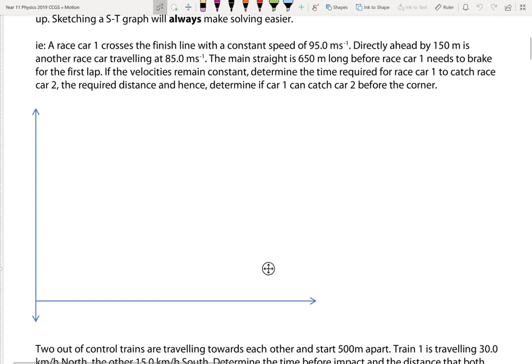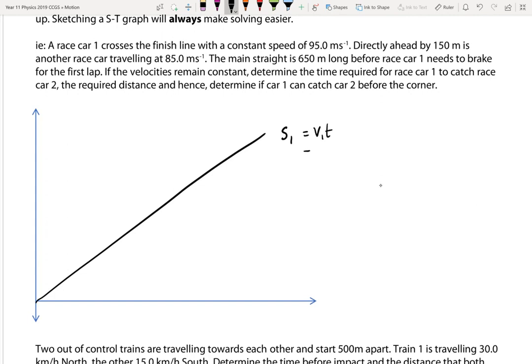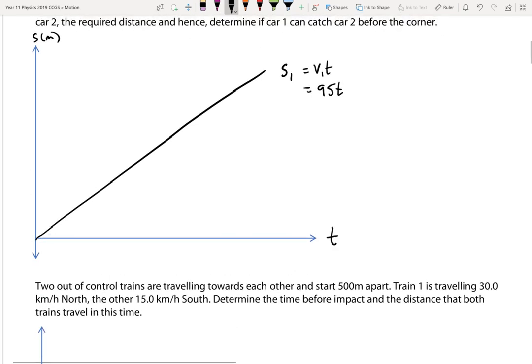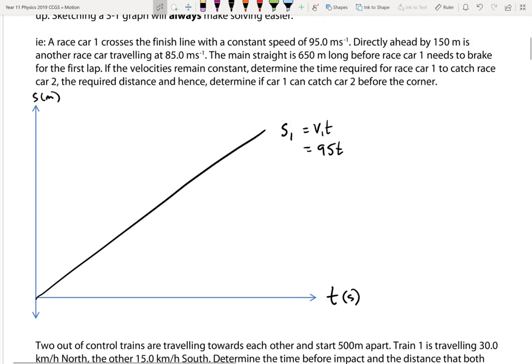Now, this question is actually a little bit tricky. I started with a tricky one, but let's go. A race car crosses the finishing line with a constant speed of 95. Directly ahead is another car. So let's just sketch the constant speed. This is going to be S of car 1 equals V1 t equals 95t. I should also probably label my axes.